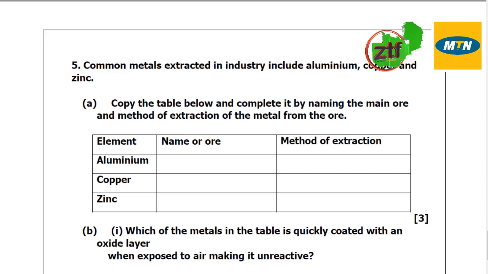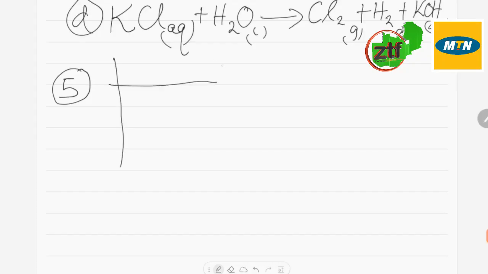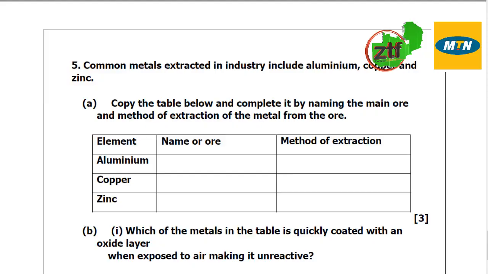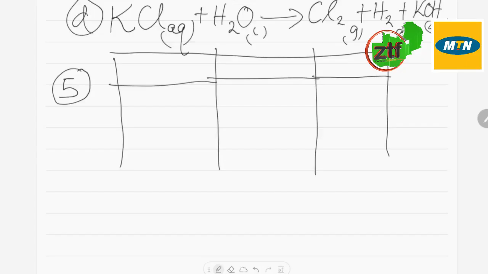The question reads, common metals extracted in industry include aluminium, copper, and zinc. A. Copy and complete the table naming the ore, method of extraction, where the ore is extracted from. So we have that. So there's an element there.